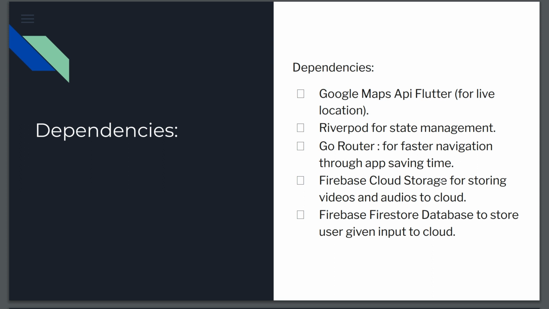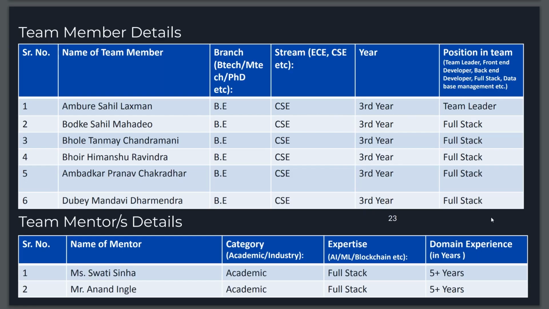Next, we are using Firebase Cloud Storage for storing videos and audios in the cloud. In future, if a crime takes place and you want to access the video and audio, it will be directly retrieved from Firebase Cloud Storage. Next is the Firebase Firestore database to store the user-given input in the cloud.